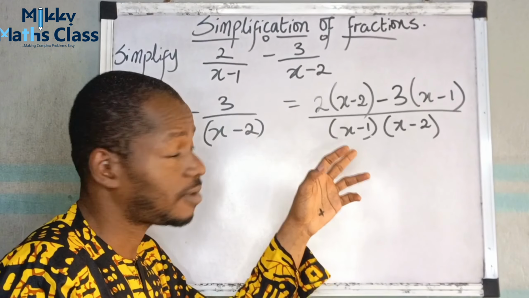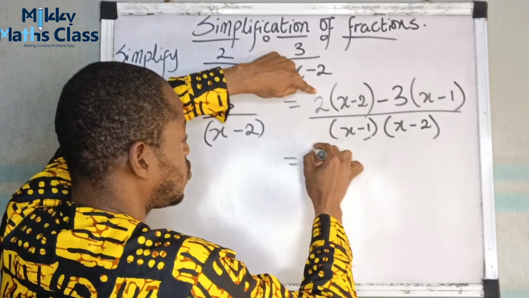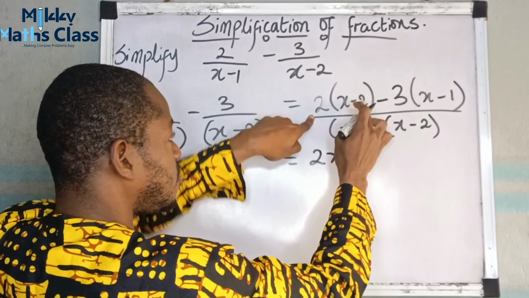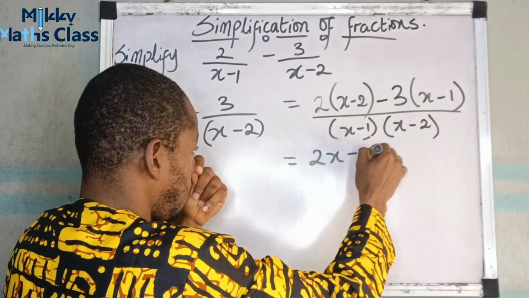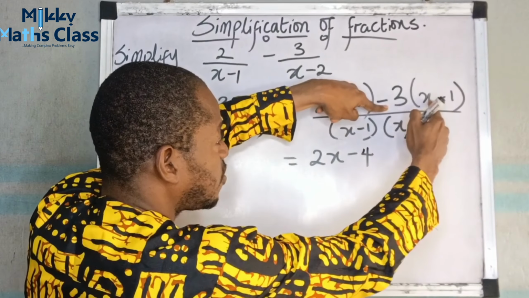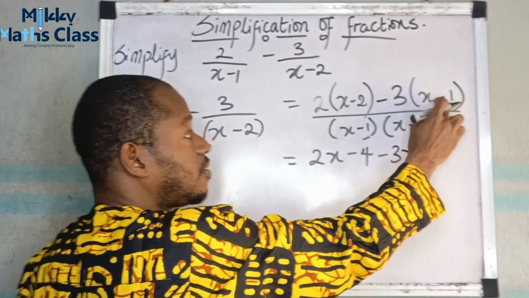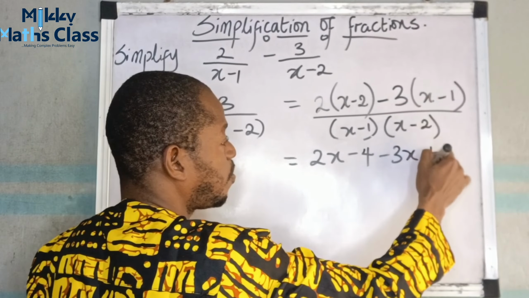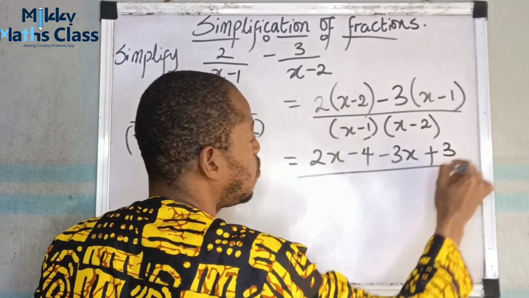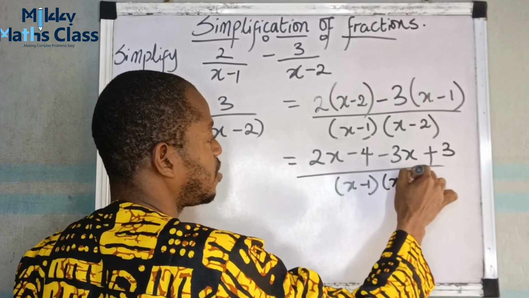We expand the bracket. So this is 2 times x, that's 2x. 2 times negative 2, that's negative 4. We are done with this. Now we have negative 3 times x, that's negative 3x. Negative 3 times negative 1, that's positive 3 over x minus 1, x minus 2.